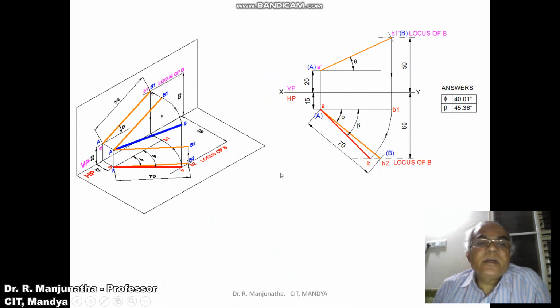So here, that B1, which was in front of VP by 15 mm, is rotated such that it is going to be in front of VP by 60 mm. That's what we have done here in space.